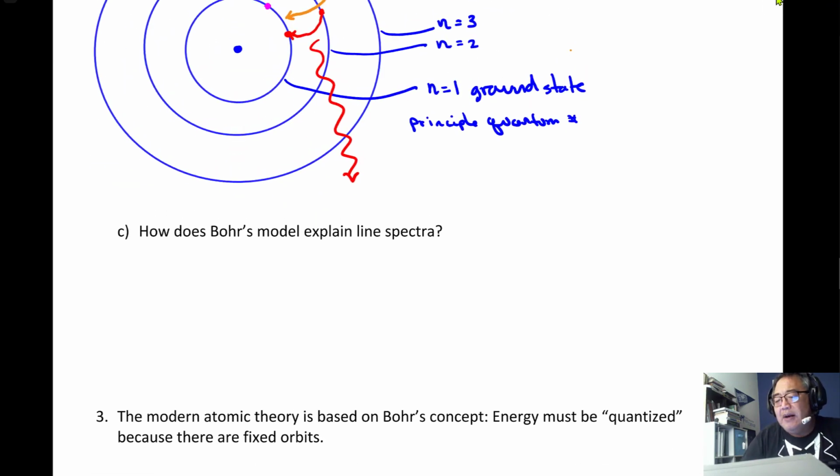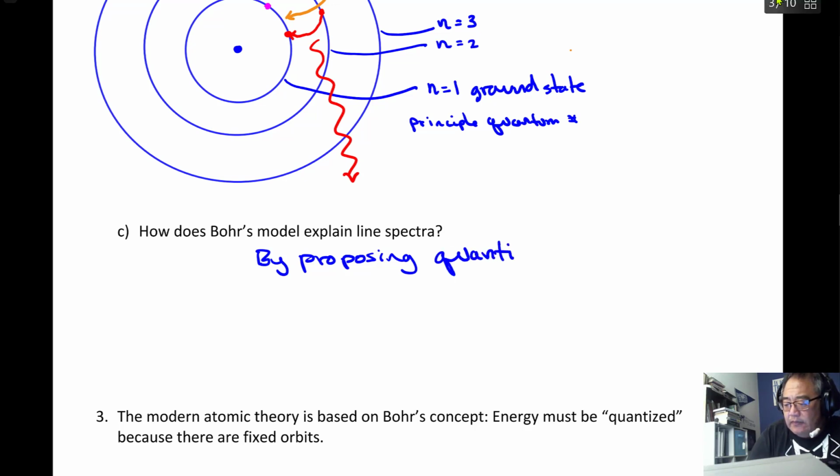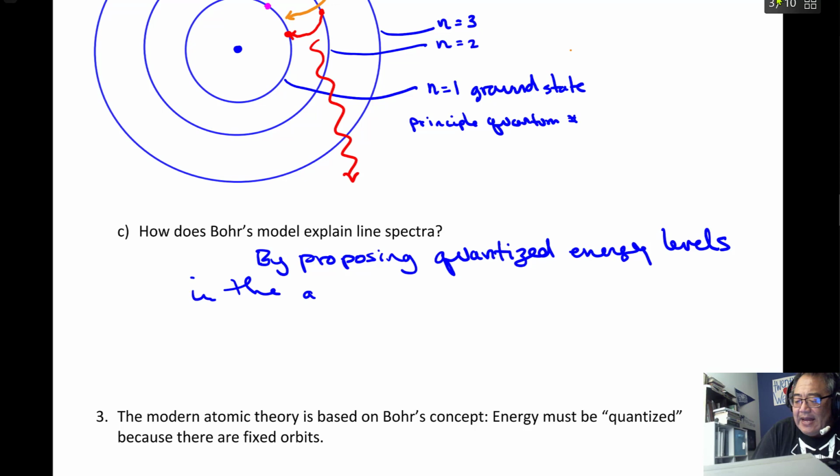So basically, Bohr's model helped explain line spectra by proposing discrete or quantized energy levels in the atom. And in particular, he was only successful, at least initially, explaining hydrogen.